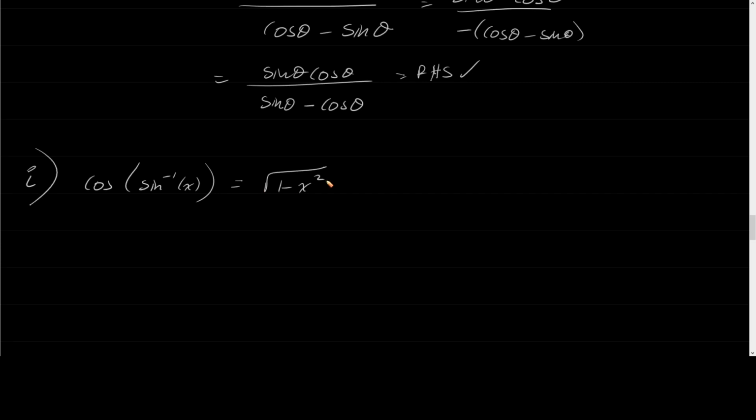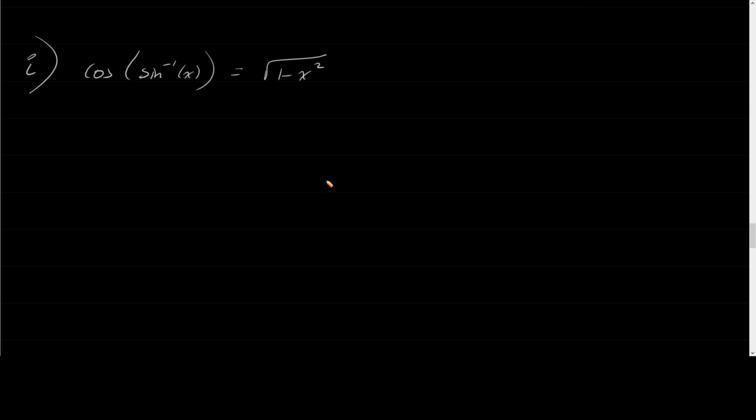All right. Now, let's see how we can verify this one. Well, the very first thing I'm going to do here is build a triangle implied by the problem. In here, I'm going to say this right here is theta. All right. And remember that sine theta only exists in quadrants 1 and 4.